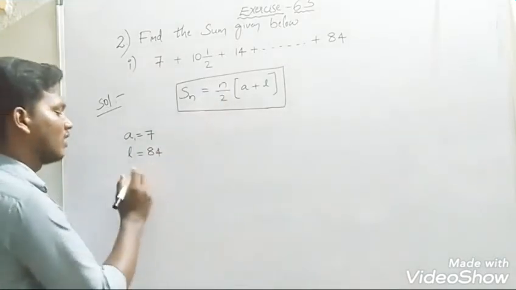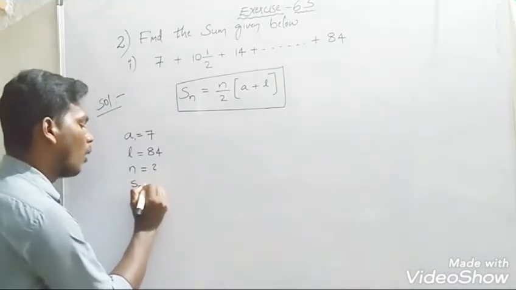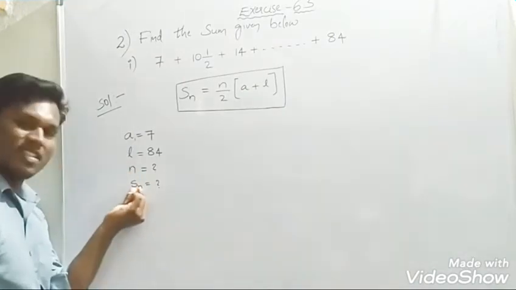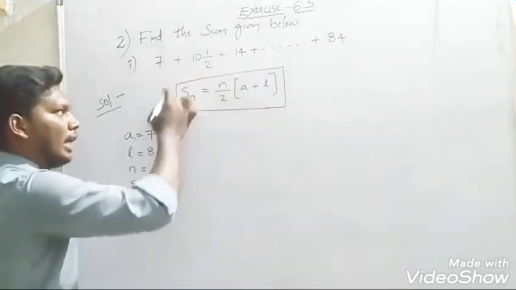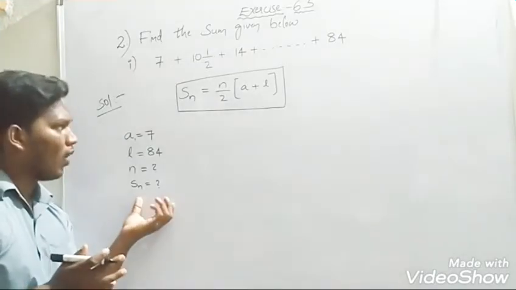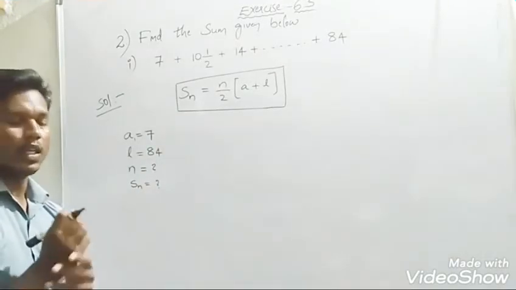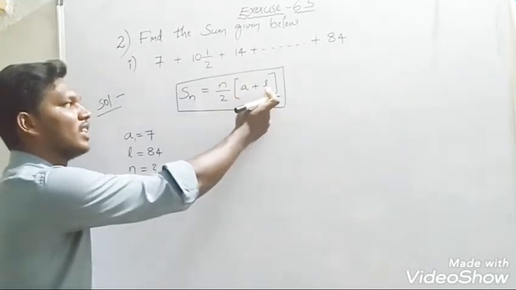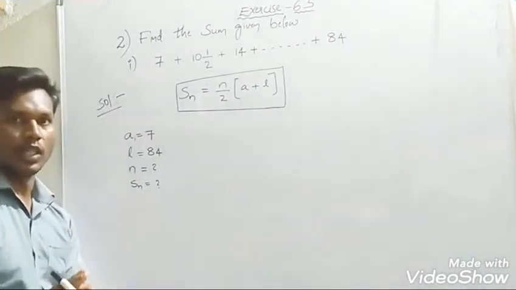But we don't know the value of n, as well as how many terms we should add. That means Sn, suppose n is equal to 6, S6, that means the sum of 6 terms. If we don't know these two, how can we solve the problem, friends? With this information, we can't solve the problem. Then what do we require? n. If we know the n value, we have the a value as well as the l value. Whenever we substitute all the values in the formula, we will get the sum of the particular terms.